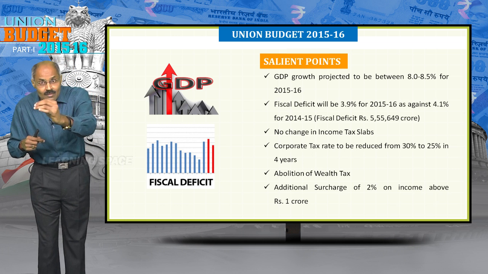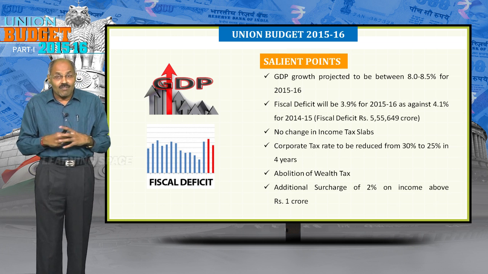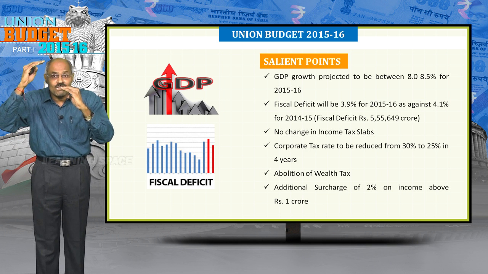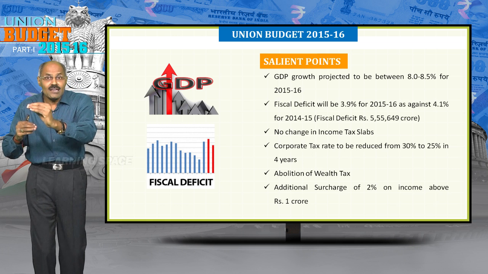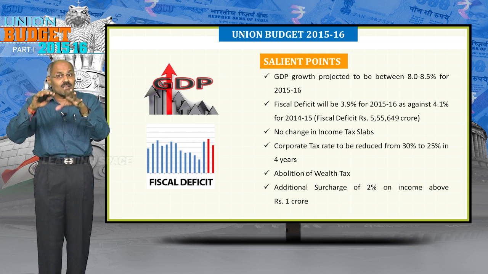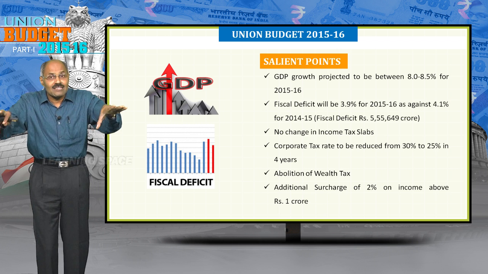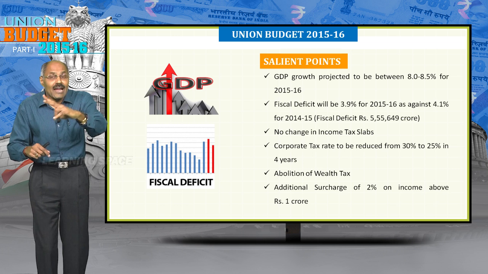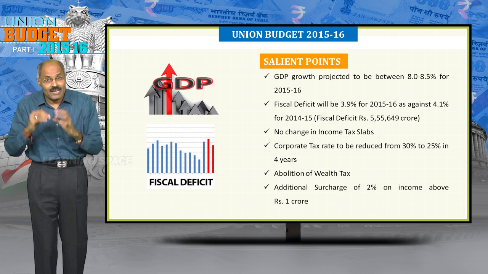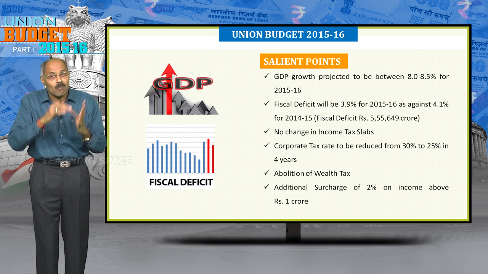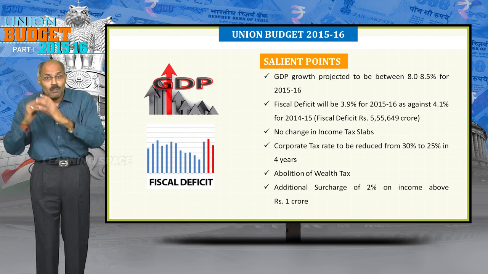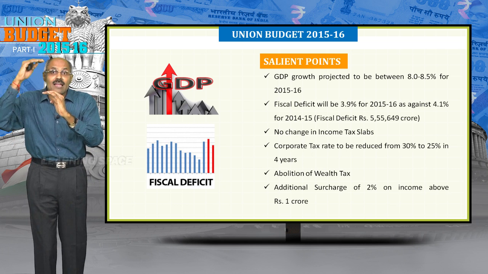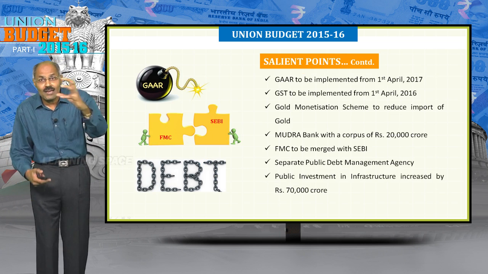Next one is abolition of wealth tax. Wealth tax is imposed on the persons who have more than a certain limit of wealth. This was introduced in the year 1957, and the government decided to abolish wealth tax. As wealth tax is abolished, now a 2% additional surcharge will be imposed. Please remember, wealth tax is abolished. Because of that, an additional surcharge of 2% will be imposed on the persons whose income is more than 1 crore.